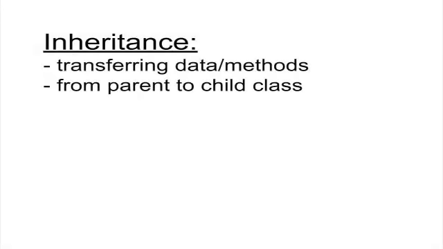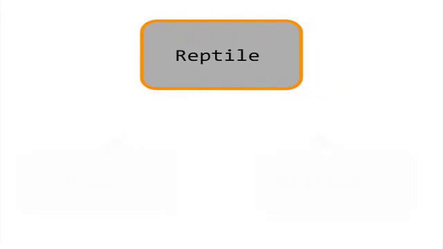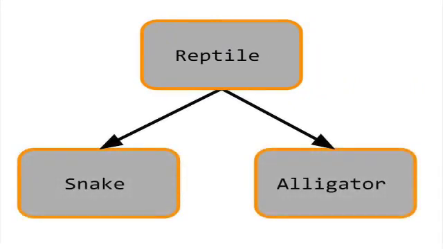Inheritance is the process of passing the attributes and behaviors of one class down to descendant classes. For example, you can start with a class like Reptile, then have its descendants be snake and alligator. Although snake and alligator have different attributes and behaviors, both classes are derived from the same reptile class.